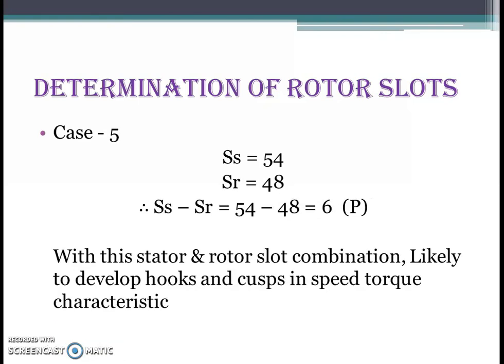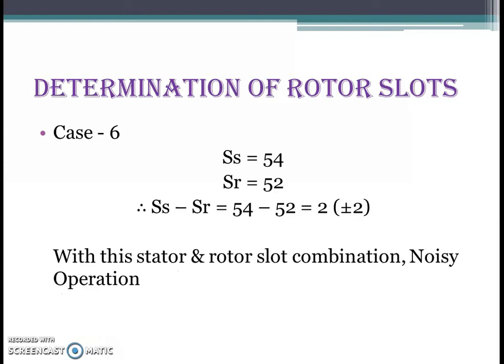Case number 5, stator slots considered as 54, rotor slots 48. The difference of stator and rotor slots, that is 54 minus 48, and that is 6. And 6 is exactly equal to the number of poles. With this stator and rotor slot combination, it is likely to develop hooks and cusps in the speed torque characteristic. And hence, this combination is also avoided.